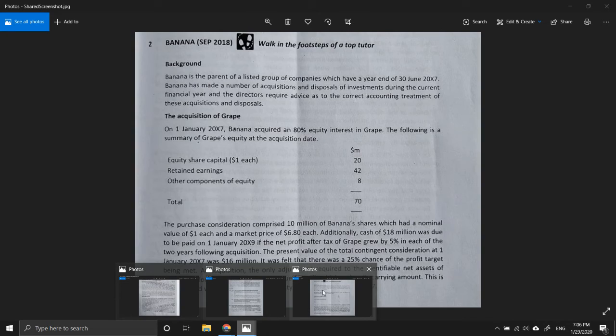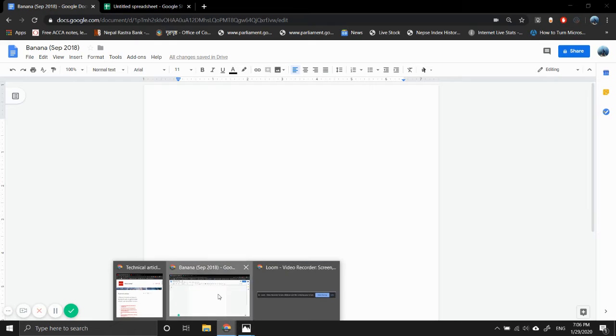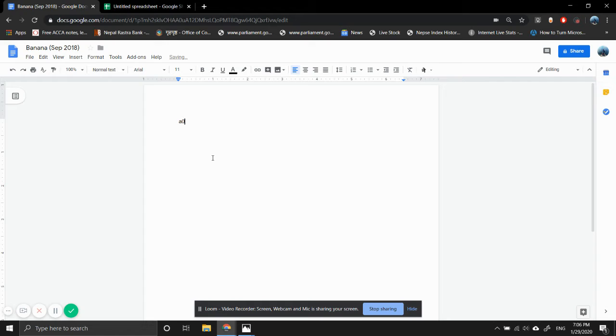So without wasting any time, let's do the first number question. Explanatory note to directors. So A number, note, directors of Banana. Bold it, and then after that one number, right?